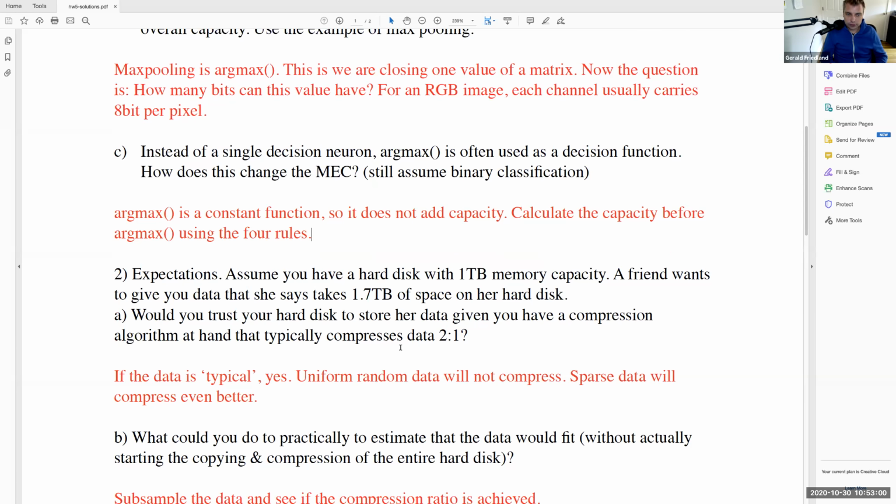Okay, so if there are no questions, then we have the other one that was kind of nice. Assume you have a hard disk with 1 terabyte capacity. A friend wants you to give the data that she says takes 1.7 terabyte on her hard disk.